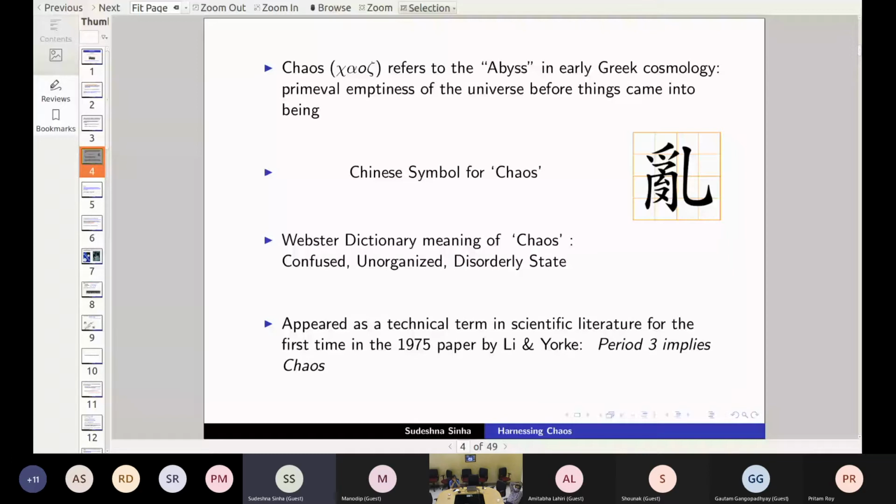So Li and Yorke, two applied mathematicians, in the American Mathematical Monthly, wrote this paper, a very seminal paper called Period 3 Implies Chaos. So though one may argue exactly when the word first came into scientific literature, it's often accepted that this is probably the first time people put a sort of technical definition to a word which we know from standard usage of English, and apparently even more ancient languages like Greek and Chinese.